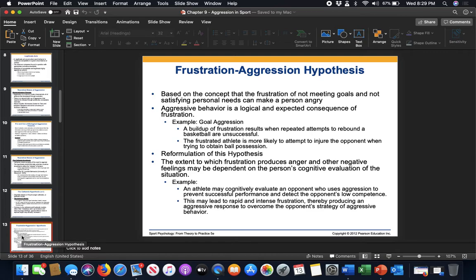So again, find ways to channel it, and find ways to develop a way to evaluate somebody and see what it is that's triggering them to get so frustrated. But I do like this right here.